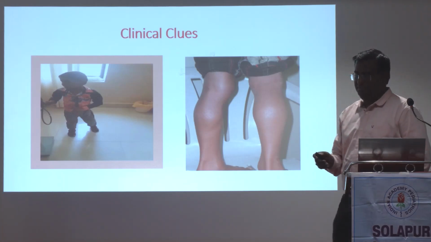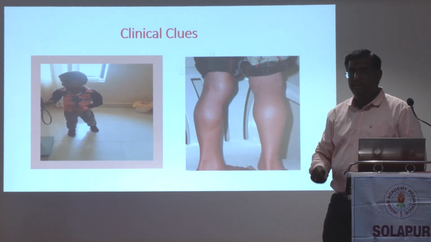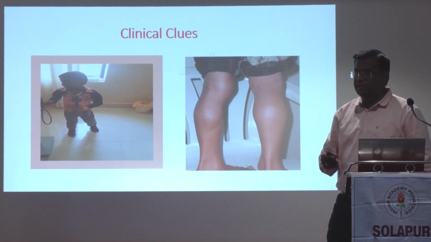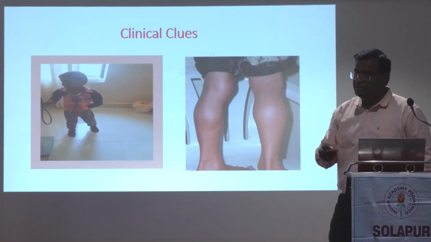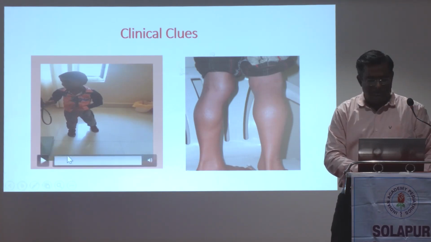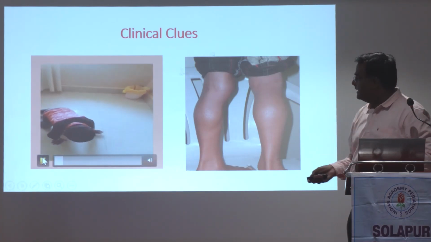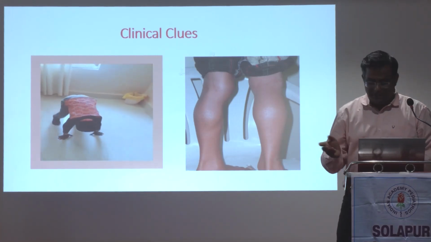Delayed milestones, so delayed motor milestones. The child is not walking with the other children. The child is running behind the other children. That was the first complaint from the mother at 2 or 3 years of age when the child started walking. These are all Gower signs, and they will come after frequent falls, after 4 or 5 years of age. This is the pseudohypertrophy of the calf muscles. So these are the clinical clues.